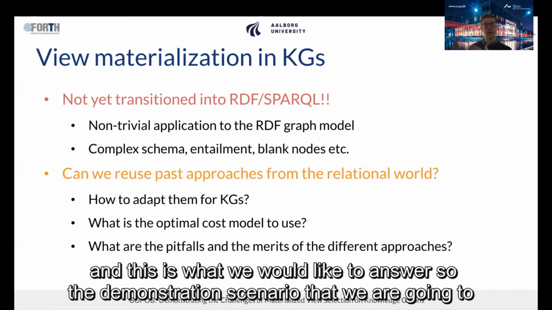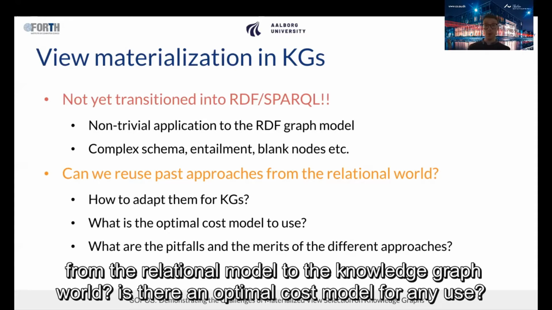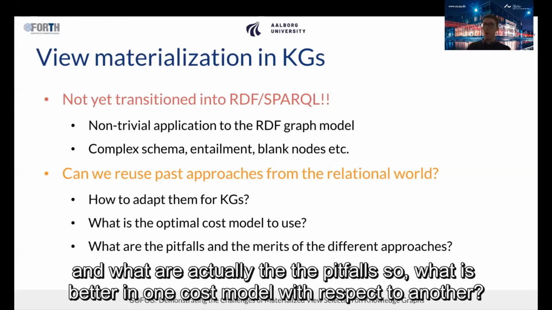So the demonstration scenario that we are going to propose today, SOFOS, is answering some questions like: can we adapt techniques from the relational model to the knowledge graph world? Is there an optimal cost model for any use? And what are the pitfalls? What is better in one cost model with respect to another?